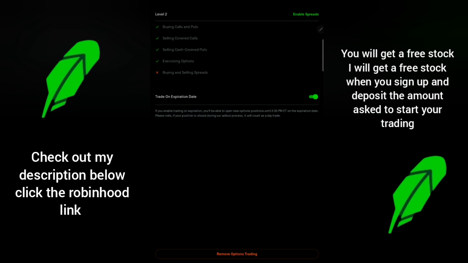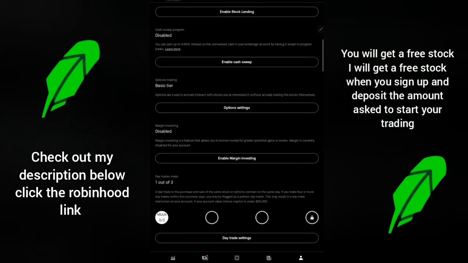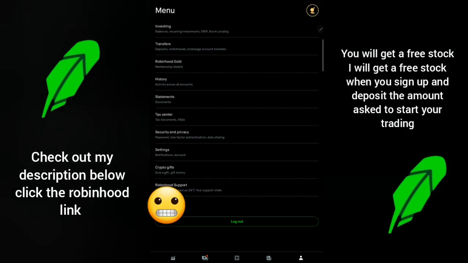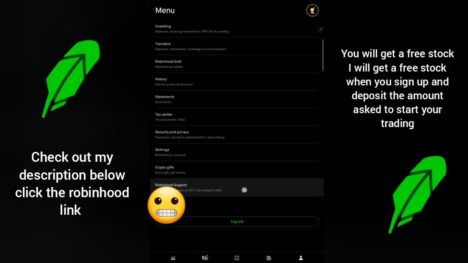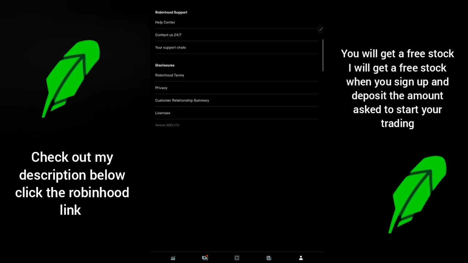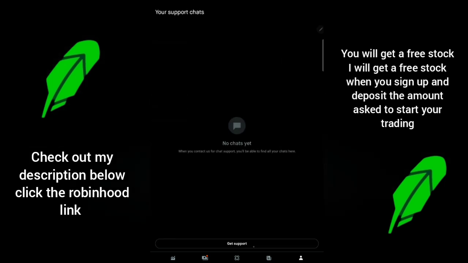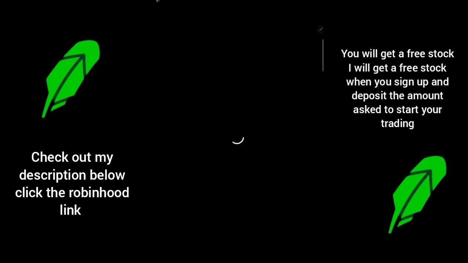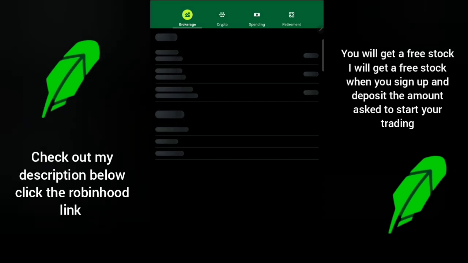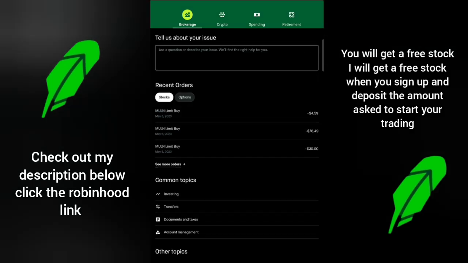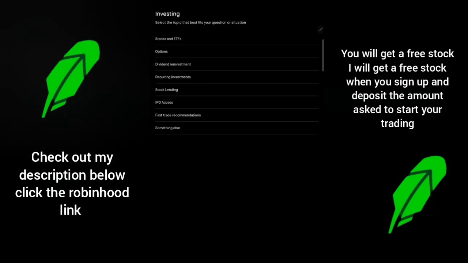If you cannot figure this out, go back one and go all the way down to, you're going to want to find Robinhood support. Click on that. I would say first, try to go to your support chats. And there aren't any, so you click get support. The next would be probably investing, options.